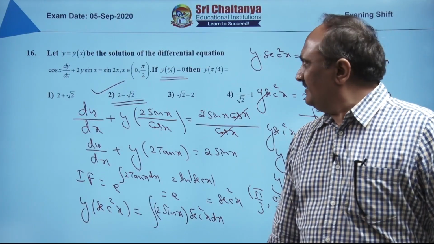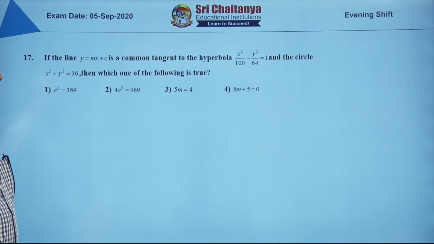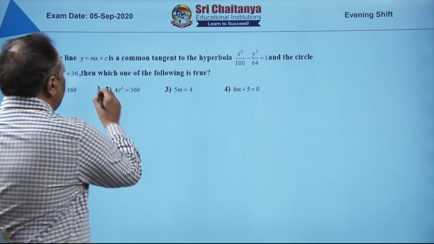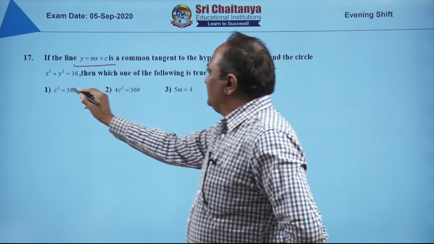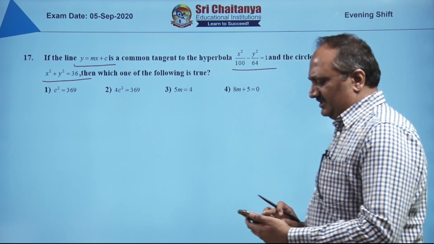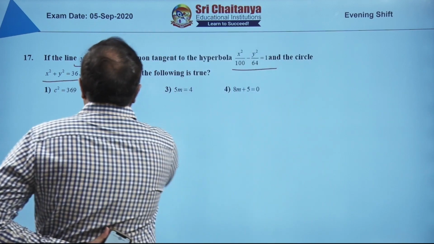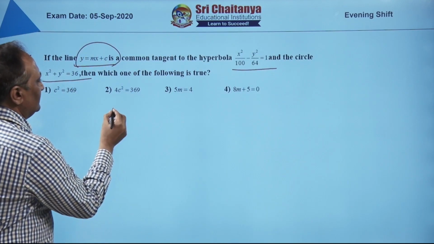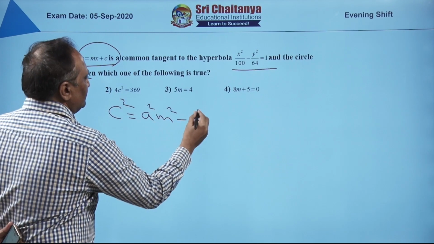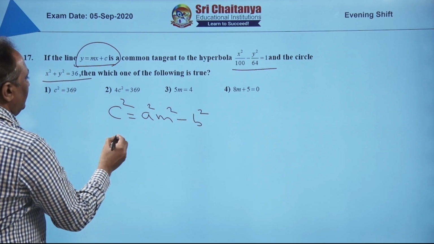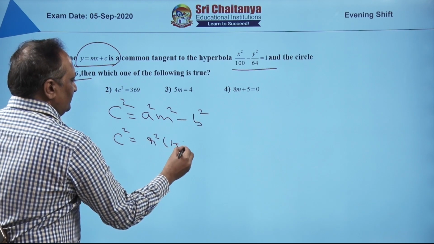Coming to 17th question, it is a question based on geometry. The line y equal to mx plus c is a common tangent to the hyperbola and the circle. If it is a tangent to the hyperbola, then c square equals a square m square minus b square, and it is a tangent to the circle means c square is r square into 1 plus m square.